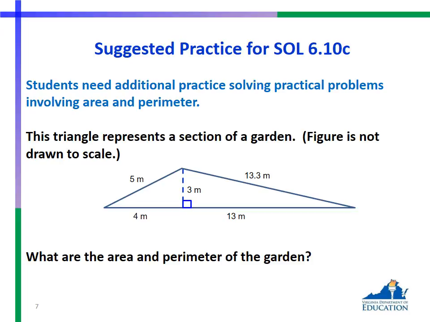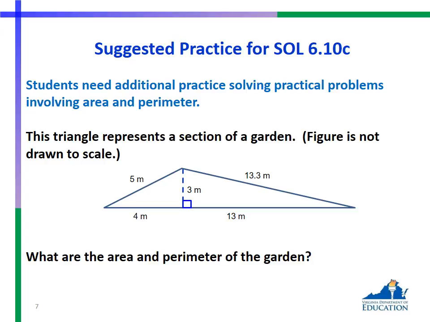So here this triangle represents a section of a garden. The figure is not drawn to scale, which is kind of obvious because we're dealing with meters. And we know that little dotted line is nowhere close to 3 meters. It comes out to about a little over 9 or almost 10 feet. So obviously not drawn to scale. But anyway, so the question is, what are the area and perimeter of the garden?